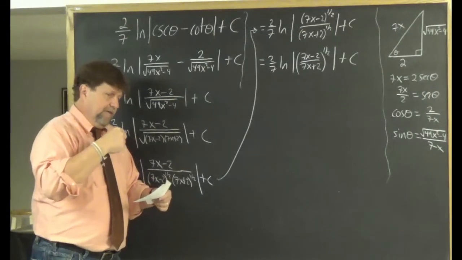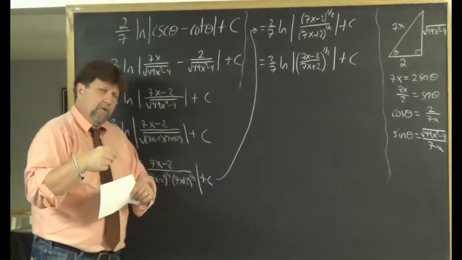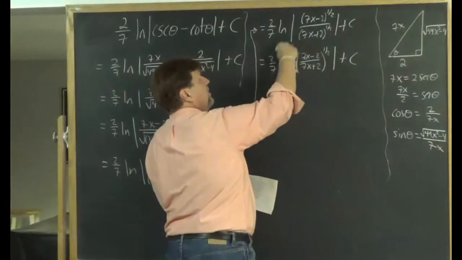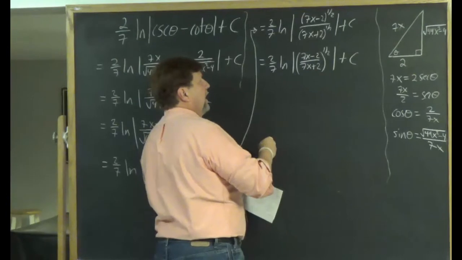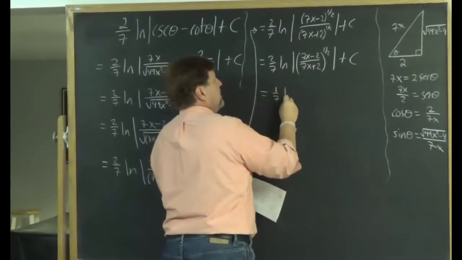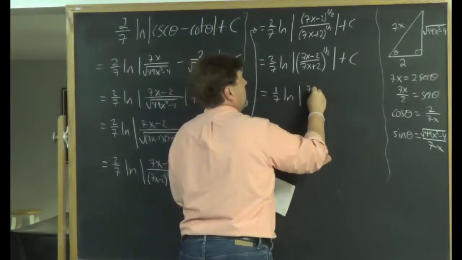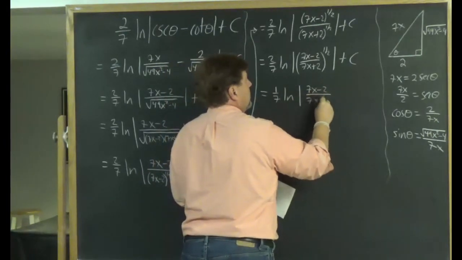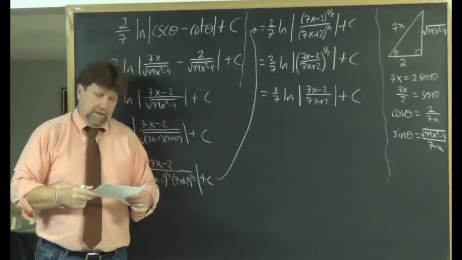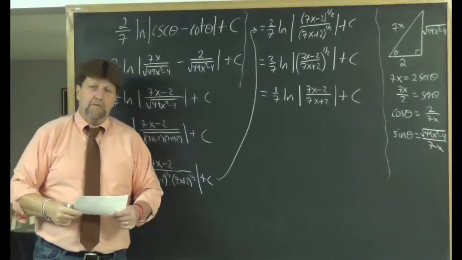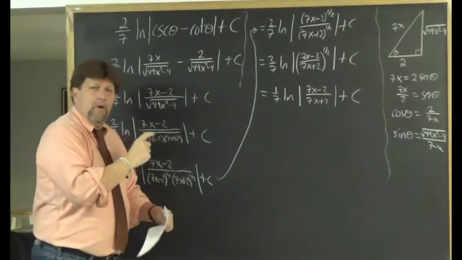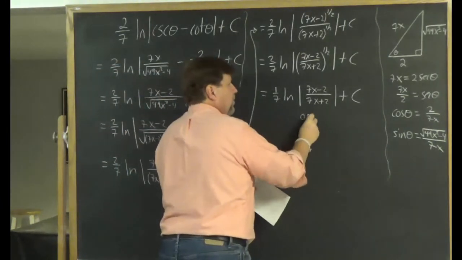There is a property of logarithms. You may have been told, like a law of logarithms, that when you have a log and you see an exponent, you can move the exponent out front. So 1/2 times 2/7 is 1/7. And, boy, that was a lot of algebraic simplification. Good, clean fun with algebra. I'm going to write this one more way. One more way.